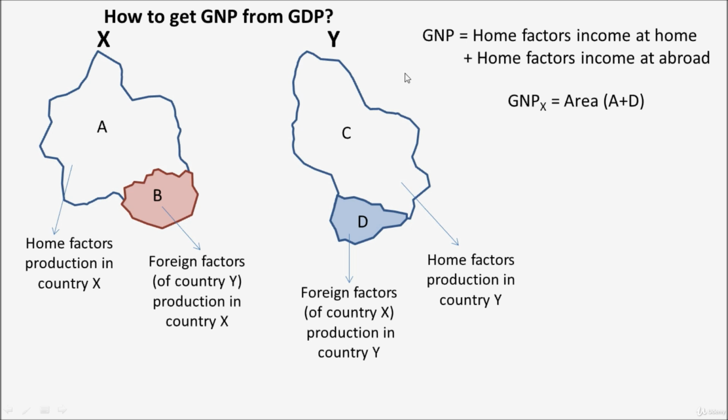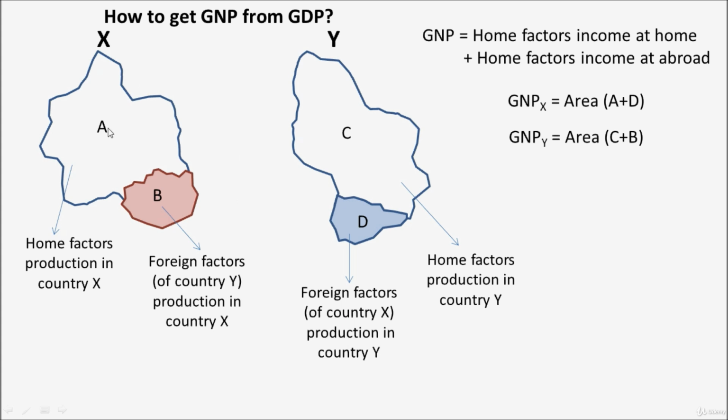Similarly, for country Y, home factors income at home is shown by area C, and area B represents home factors income at abroad, that is in country X. Therefore, GNP of country Y will be the sum of area C and area B.